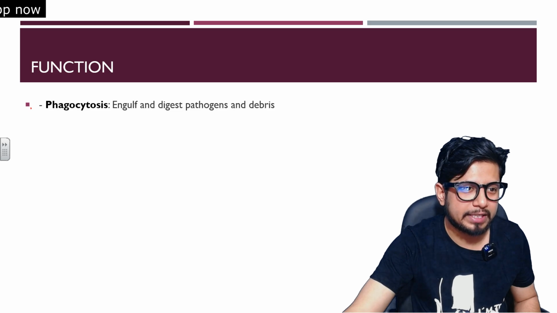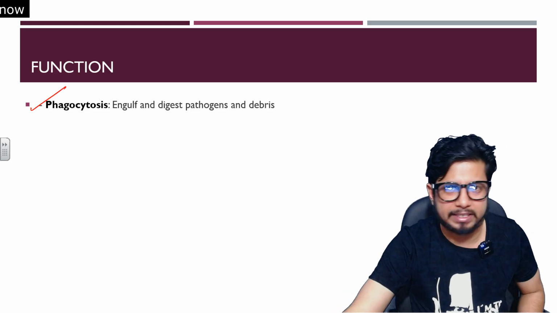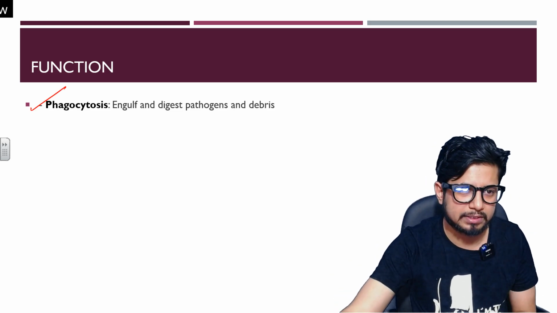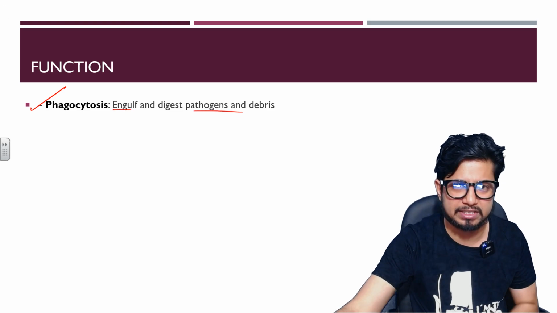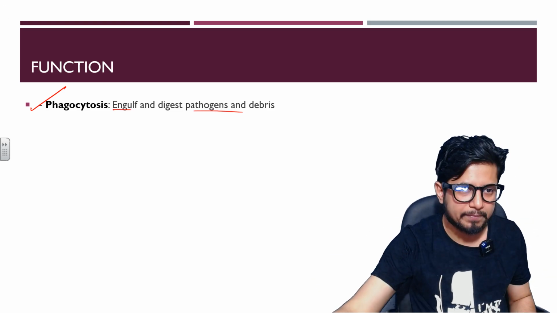So first is phagocytosis. They are the predominant phagocytic cells. They are very good at phagocytosis. They engulf and digest pathogens and they release the debris outside.